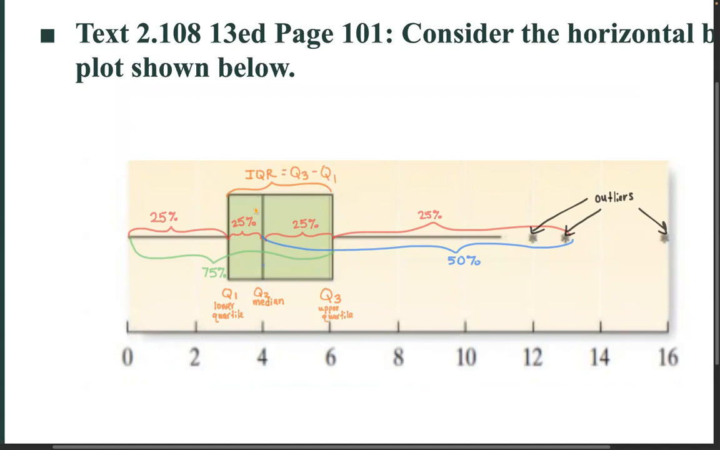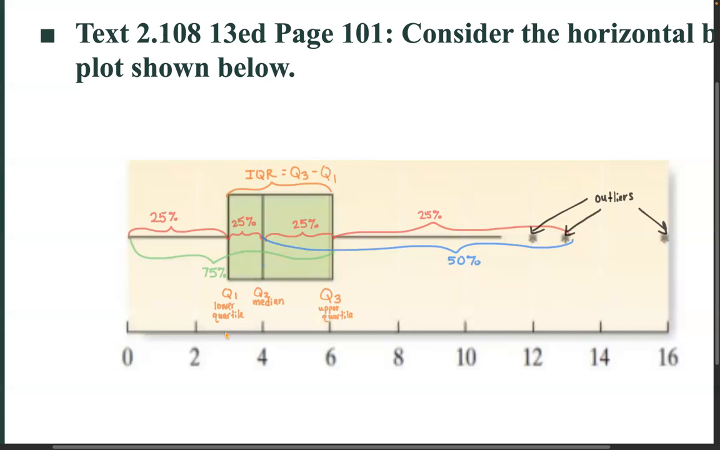The first question asked us, what is the median of the data set approximately? So the median here would be approximately 4. And then the second question was, what are the upper and lower quartiles of the data set approximately? The upper quartile is approximately 6. This line lines up with 6 approximately. And the lower quartile is what this line lines up with, which is close to 3. So that's the lower quartile.